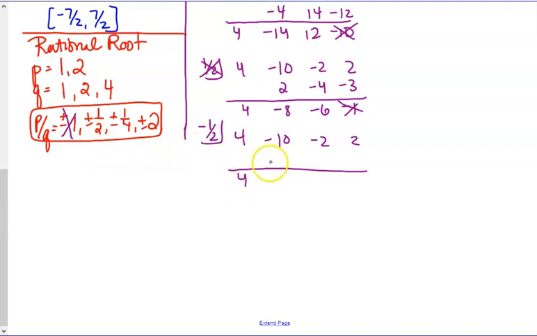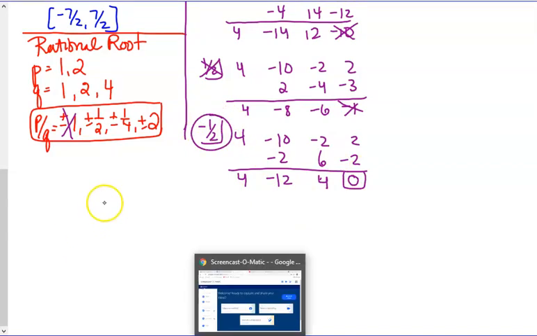Bring the 4 down. Multiply half of 4 is 2, but negative times a positive is a negative 2. Add gives me negative 12. Negative 1/2 times a negative 12 gives me a positive 6. Add gives me 4. Negative 1/2 times 4 is a negative 2, and ding, ding, ding, look right there. Woo-hoo, we found one of those rational roots to be negative 1/2.